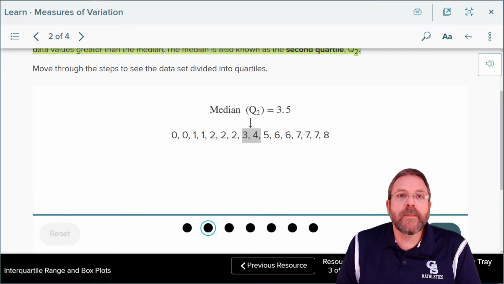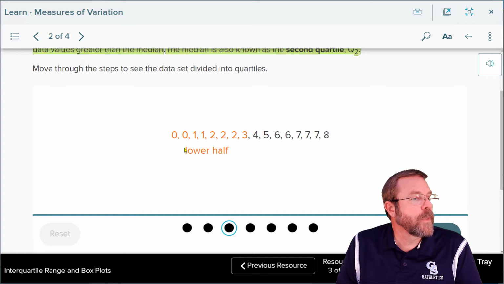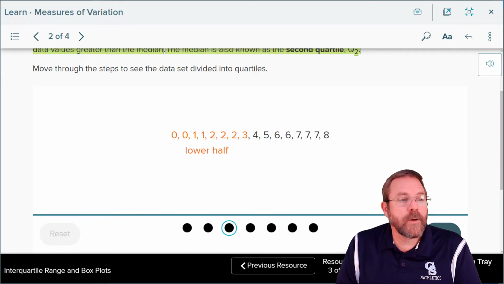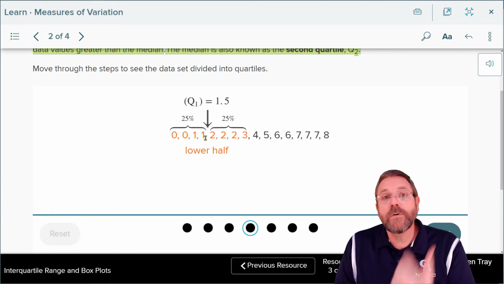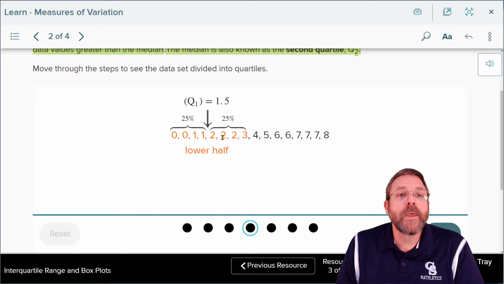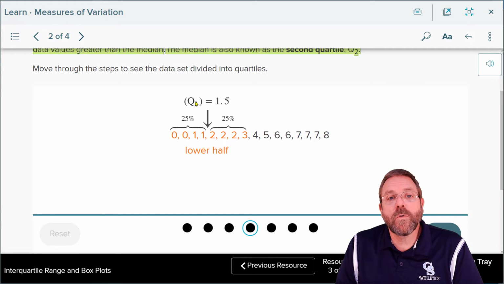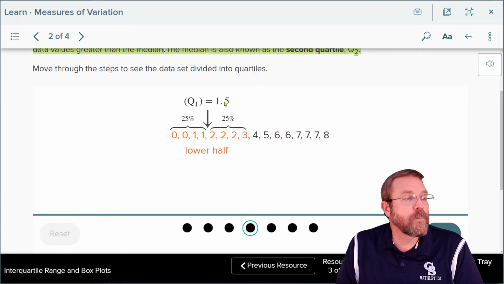Next, we need to find the first quartile and the third quartile. We're going to take a look at the lower half of our data set, which goes from 0 to that 3 right there. And in that 0 to 3, we're going to pick the middle. And once again, the middle lands between 2 data values, 1 and 2. And when you average that, you get 1.5, which means that your quartile 1, or Q1, is going to be 1.5.